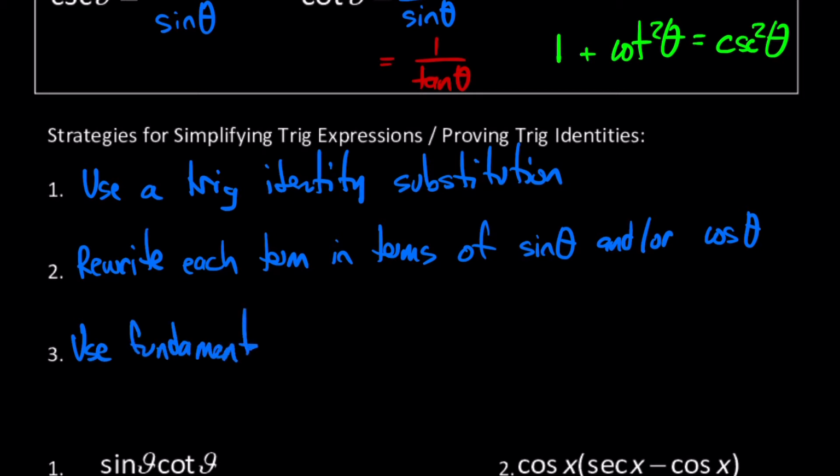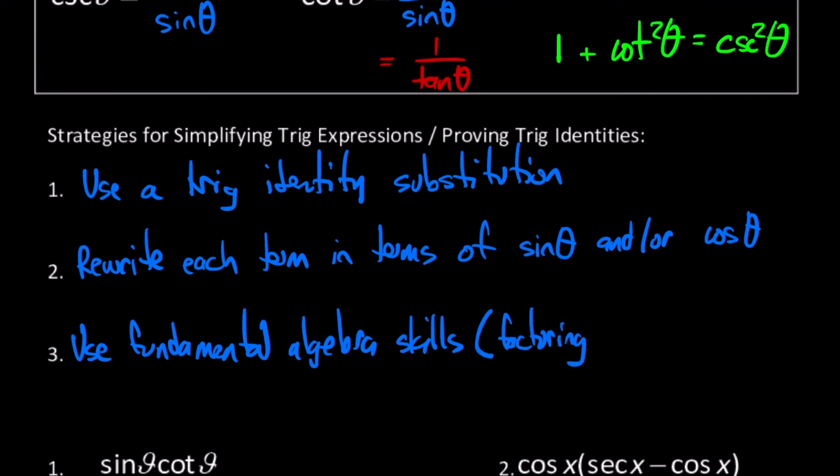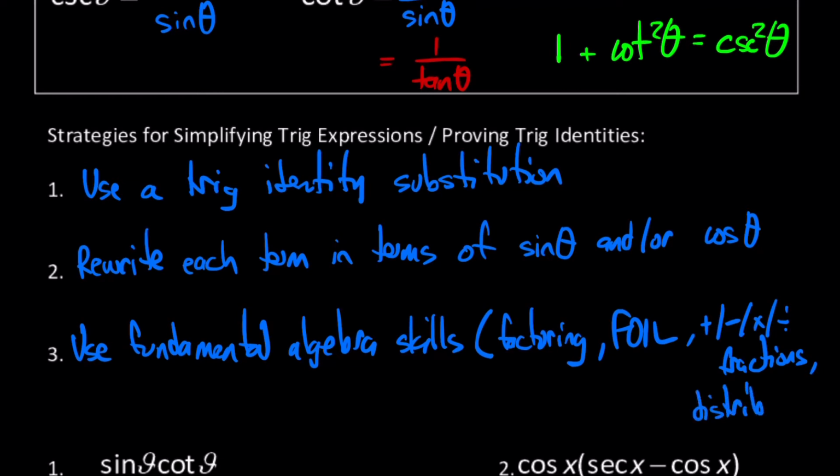fundamental algebra skills. So that could include factoring. Sometimes maybe we have to factor. Sometimes we have to do the opposite. Maybe we have to use FOIL, multiply two binomials. That could include adding, subtracting, multiplying, dividing fractions. That's always fun. It could involve distributing, and etc. All right, so let's practice a couple.